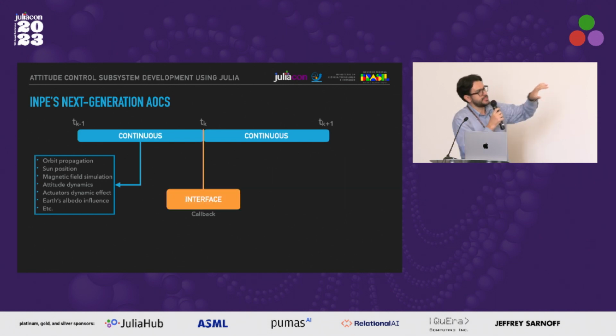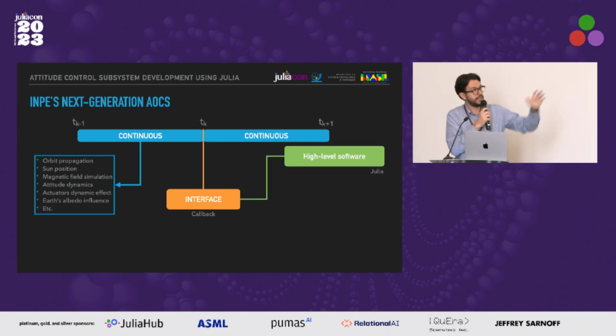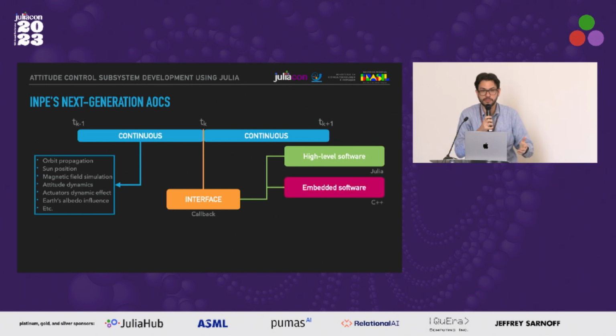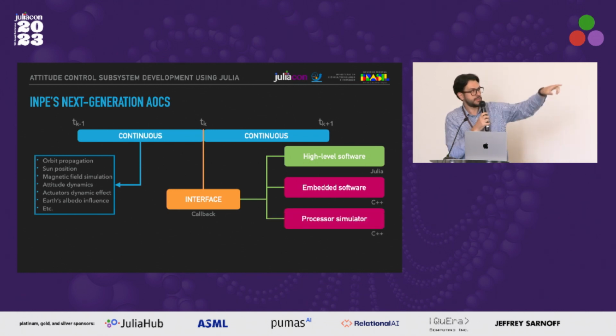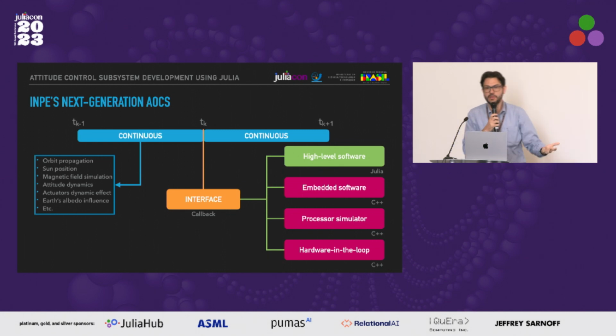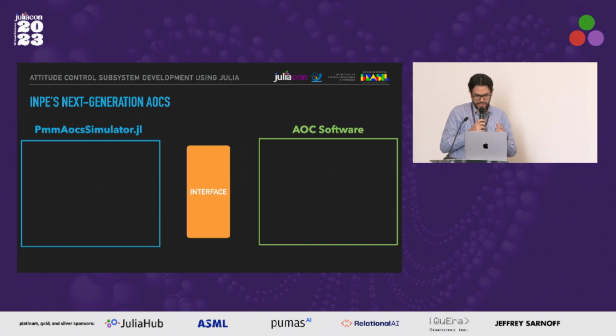So, if we remove this and design a good interface using the same callback structure of differential equations, we can, for example, plug a high-level software written in Julia to control the satellite attitude. We can plug the embedded software, the C++ software that we run on the satellite. We can plug the processor simulator. Processor here is the satellite onboard processor, which is completely different from what we have here. We can even plug the hardware in the loop simulator with the satellite assembled. I'll try to show in a very simple way how it works.